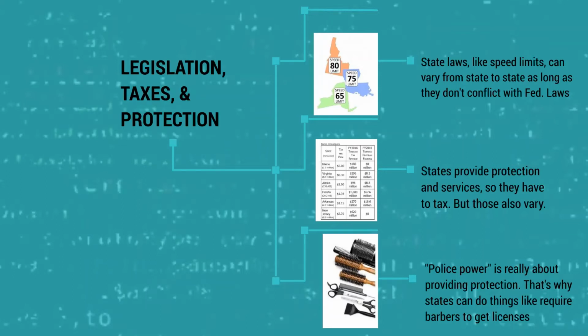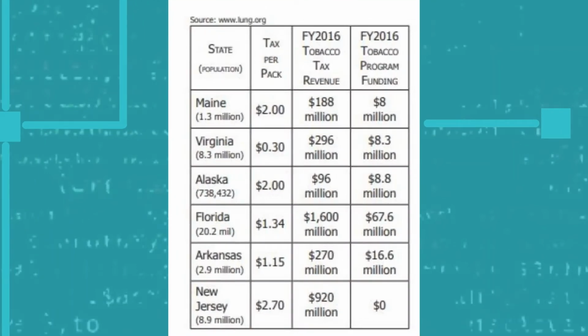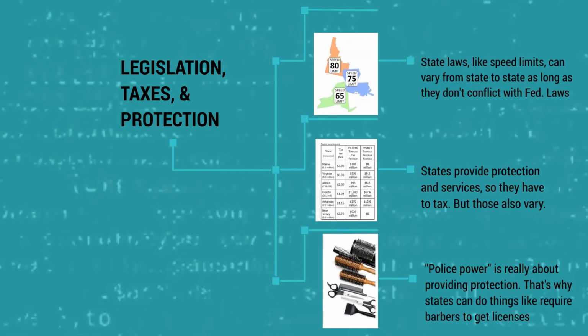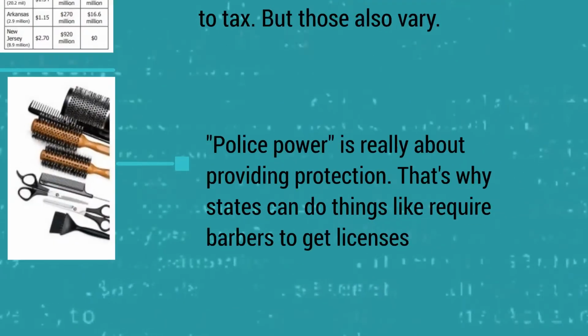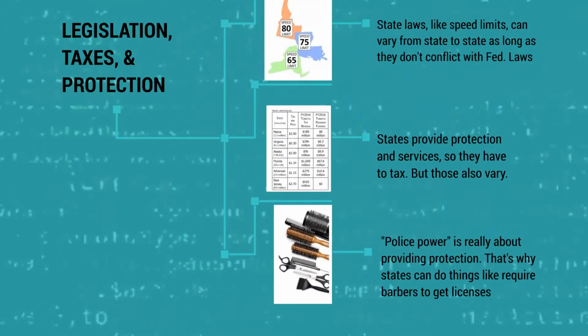Okay, these things vary from state to state. You can see taxes on tobacco, but also things like income tax. Some states, Florida doesn't have an income tax. So that just depends on where you go. All right. Police power is really, again, not just about law enforcement, it's about providing protection. So that's why states can do things like require barbers to get licenses, or why you have health codes and things like that. That stuff usually comes from the state level.